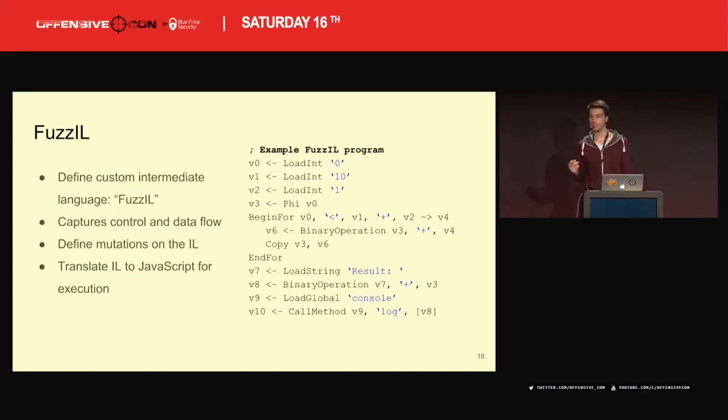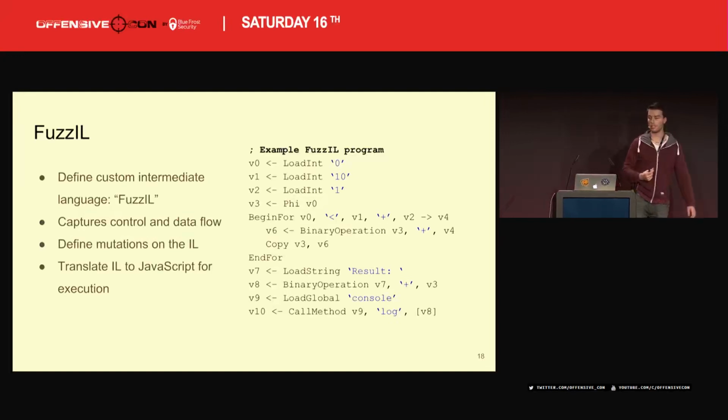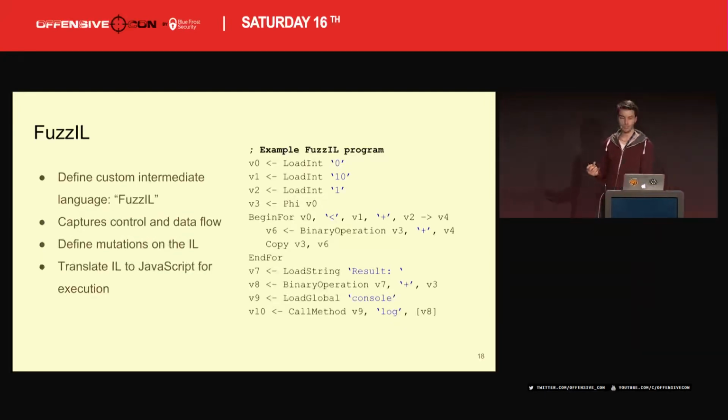It has these registers or variables, v0, v1, and so on. Then there are operations. Each instruction has an operation, like load int, begin for, or binary operation. They can potentially have parameters, which are the blue things. So load int here, the first one, has the parameter 0, so it's loading the value 0 into v0, I guess. Okay, so that's how it looks.